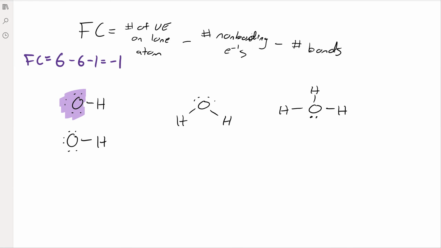And then the way that you show that is you draw a little negative, and then you generally circle it if you're writing it by hand, just to make it a little bit more clear. Let's take a look at this hydrogen. The formal charge: hydrogen normally only has 1 valence electron. Here it has no non-bonding electrons, and then 1 bond, so it is equal to 0, right? So the hydrogen does not have a formal charge. It is the oxygen that bears the formal charge.